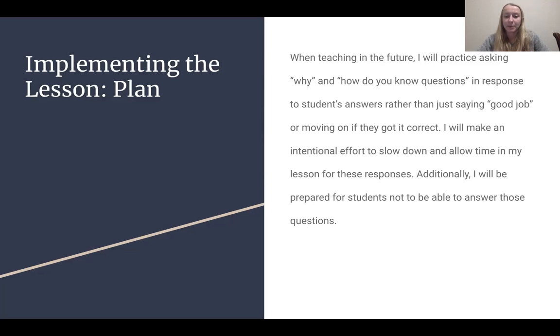Additionally, I will be prepared for students not to be able to answer these questions. Students might not have that conceptual understanding. They might not know why. So when students aren't able to give that conceptual understanding answer, I will be prepared for that. And with my conceptual understanding, I will help them understand why that is the answer, or how they can know that that's the answer, which again is going to require more time in the lesson, but it's a beneficial part of the lesson. So it's something that I definitely want to do in the future.